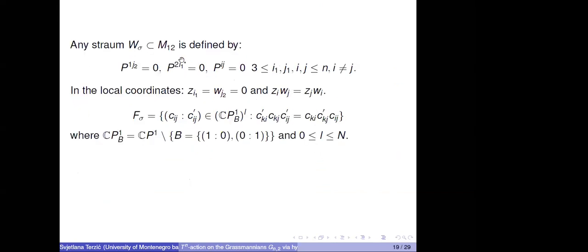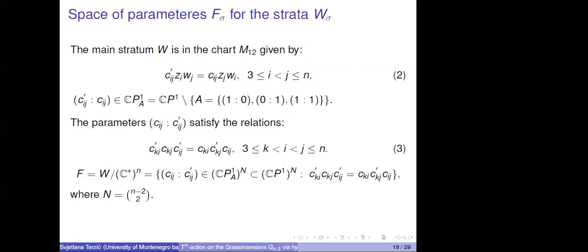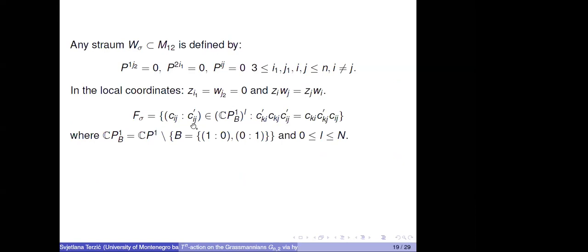Now, if we have an arbitrary stratum which belongs to this chart, then the stratum is defined by the condition that some of its Plücker coordinates are non-zero. If these Plücker coordinates are zero or non-zero, in the local coordinates it translates in this way. So we can write down the same equation as for the main stratum, but this condition will allow the space of parameters to also contain the point (1,1). So the spaces of parameters of the strata are just some algebraic manifolds.